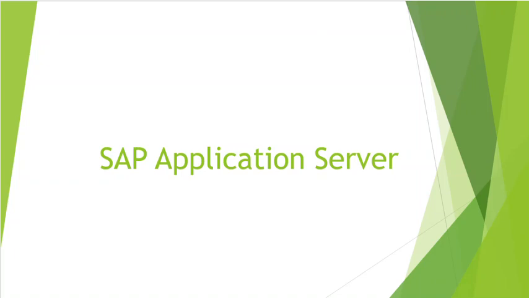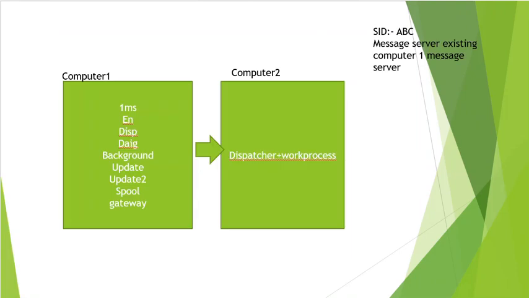We are talking about two SAP applications, but it's a single SID. What is the relation between primary application servers and additional application servers, and what are the processes we have inside that? So everything we can learn. So first thing is you have computer 1 and computer 2. Computer 1 is your server 1 and computer 2 is server 2.